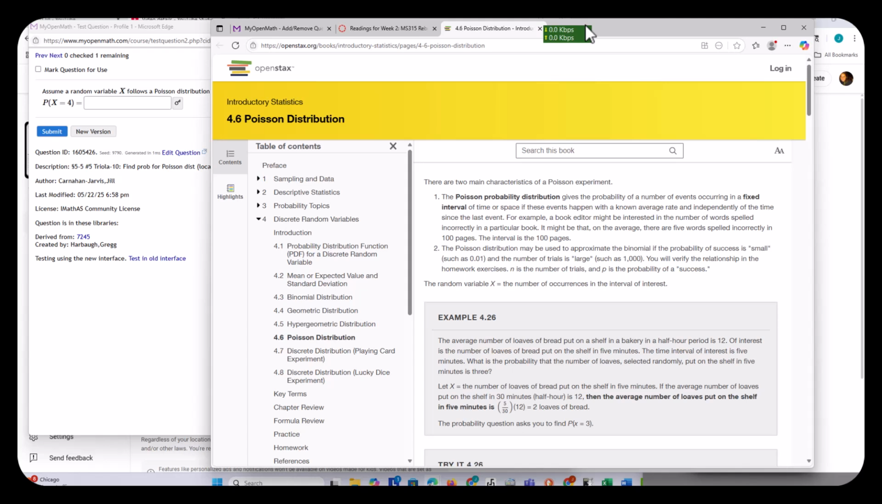It gives the probability of a number of events occurring in a fixed interval of time or space, if these events happen with a known average rate and independently of the time since the last event. So again, it is a discrete probability distribution over a specific interval of time. The random variable x is the number of occurrences of the event in the interval, and the interval can be time, distance, area, volume, or some similar unit.